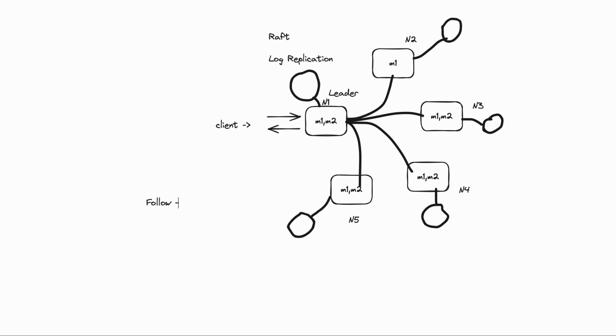Follower, candidate, and leader. In the previous part of this video, we saw how this process works in leader election. But here, one more thing is, what if the leader is elected but it has data that is not up to date?